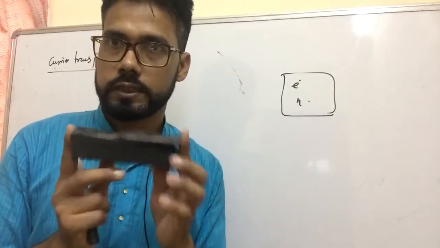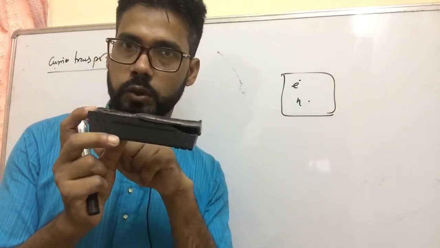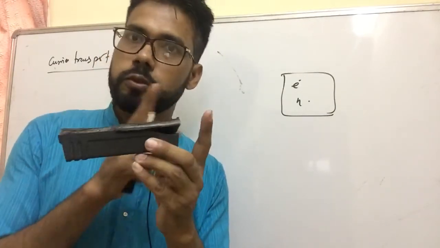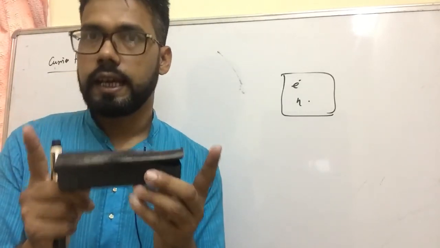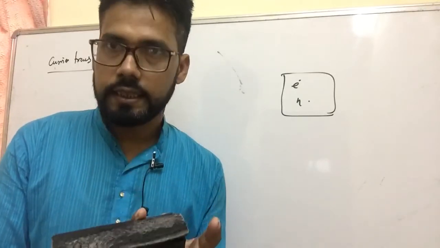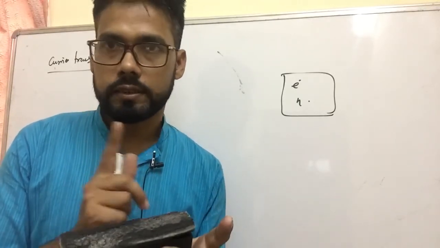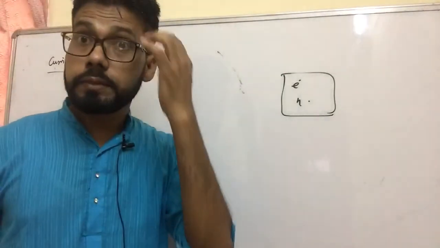Once we apply the voltage or electric field, suppose this is a positive pole and this is a negative pole, then what happens? The electrons move toward the positive pole and holes move toward the negative pole. As a result, this will give a current density or current, which is contributed by both electrons and holes. Clear? And another phenomenon is the diffusion phenomenon.